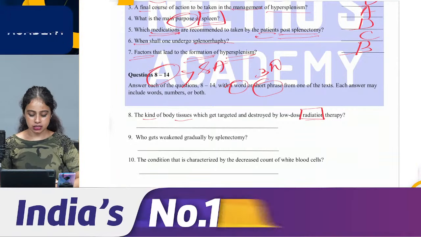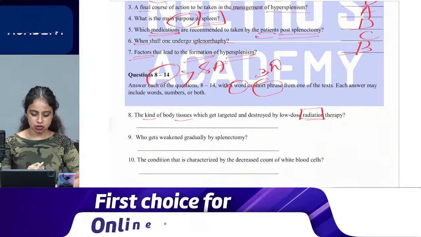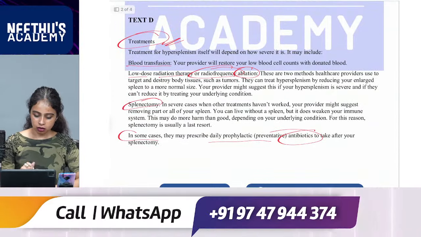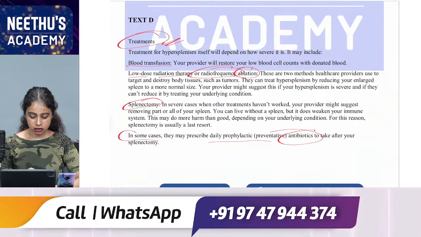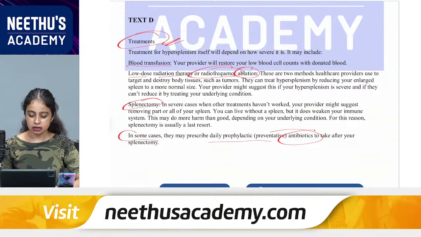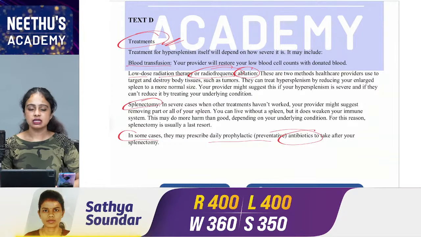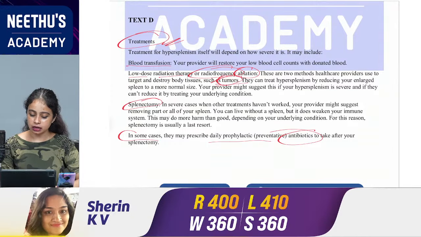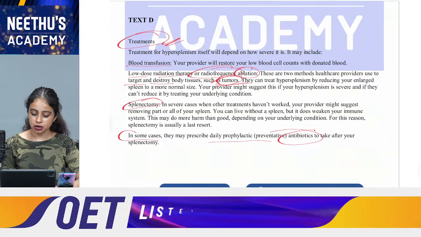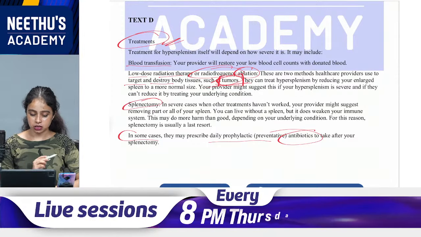Okay, Anu, tumors. So where did you get that answer from? Kind of body tissues. So yes, that is mentioned here in text D. Tumors, low dose radiation therapy or radio frequency ablation. These are two methods healthcare providers use to target and destroy body tissues such as tumors. So what is the correct answer? Tumors. So these are the keywords, right? Target, destroy. So this answer is all about tumors.